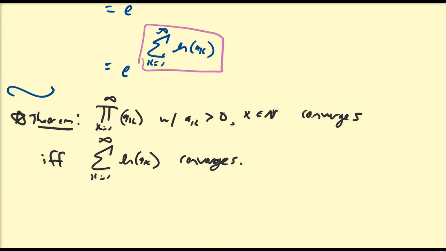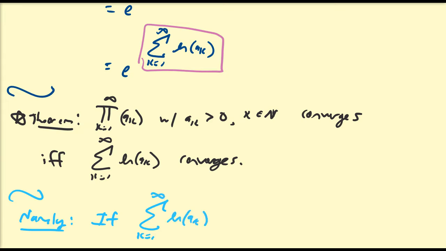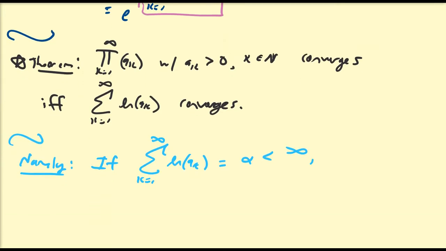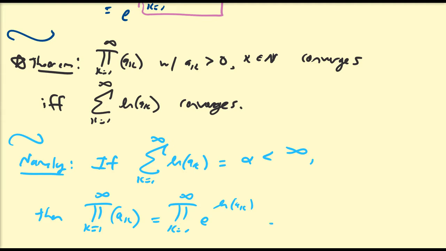And that's very easy to prove. Namely, if the sum from k equals 1 to infinity of the natural log of a_k is equal to alpha, and let's assume that this is a finite number, then the product from k equals 1 to infinity of a_k, as we know, is already equal to the product from k equals 1 to infinity of e to the natural log of a_k, which is again equal to e to the sum from k equals 1 to infinity of the natural log of a_k. By definition, this is equal to alpha, so that means e to the alpha is going to be the limit of the infinite product.